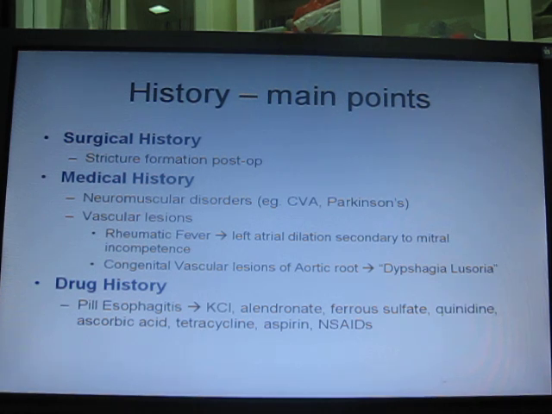So as you can imagine, they also probably have orthopnea and so on, other symptoms of left heart failure. Neuromuscular disorders, CVA, Parkinson's and others, you have to ask that in the medical history. Maybe for you guys in the UK, multiple sclerosis, very important. Drug history: pill esophagitis is not that uncommon, especially in the geriatric population. You should think about it. Common drugs will be like KCl, alendronate, then I guess aspirin and NSAIDs, and vitamin C for those who like to pop a lot of it.